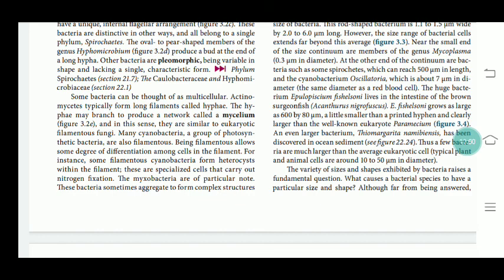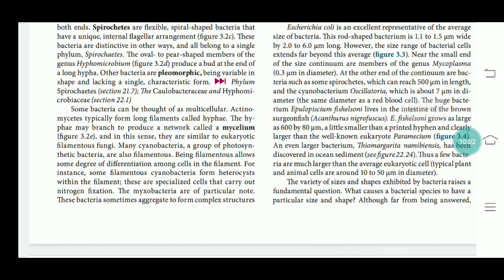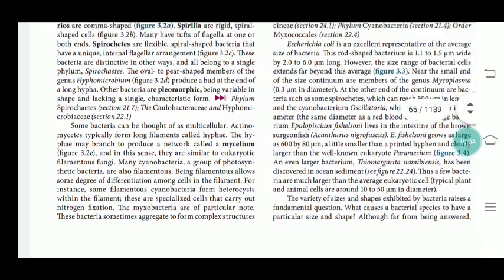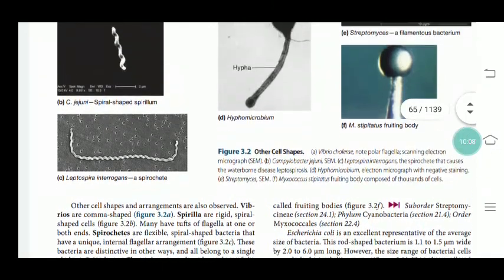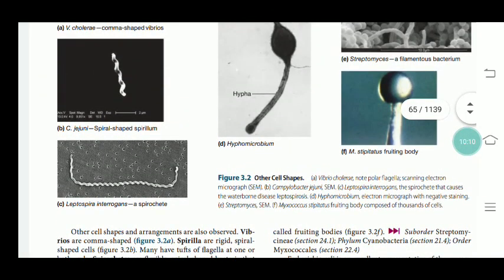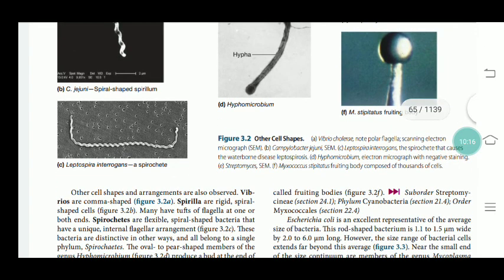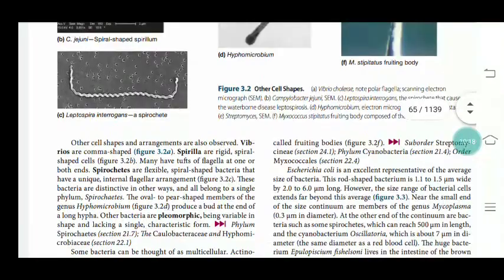The myxobacteria are of particular note. These bacteria sometimes aggregate to form complex structures called fruiting bodies. Here you can see the fruiting bodies. Suborder Sorangineae and phylum Proteobacteria, order Myxococcales.